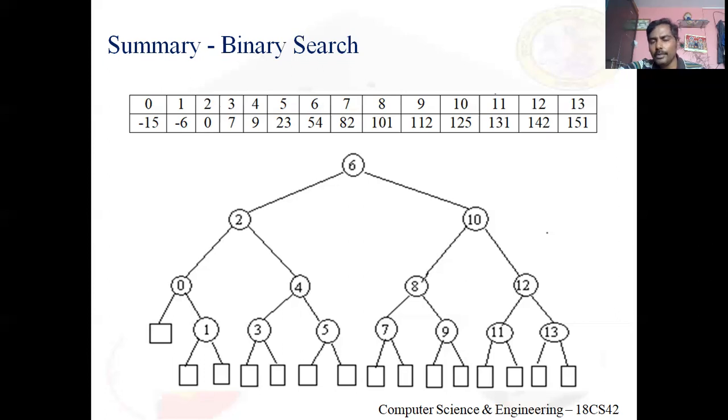So the last rectangular node represents the existence of 160 if it were present in the array. But it is not present, right? So you need to traverse from root node 6 to this last rectangular node. While traversing, how many circular nodes, not rectangular nodes, will you encounter? You will encounter 4: 6, 10, 12, 13. So 4 comparisons are required to conclude that element 160 doesn't exist in the array.